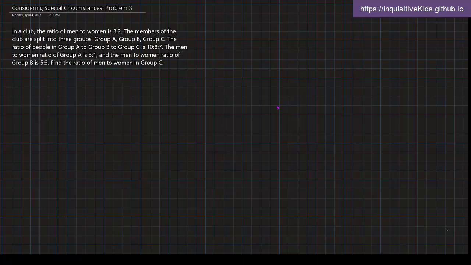In a club, the ratio of men to women is 3 to 2. The members of the club are split into 3 groups, and notice that it's not 3 equal groups: Group A, Group B, and Group C. The ratio of people in Group A to Group B to Group C is 10 to 8 to 7. The men to women ratio of Group A is 3 to 1, and the men to women ratio of Group B is 5 to 3. Find the ratio of men to women in Group C.